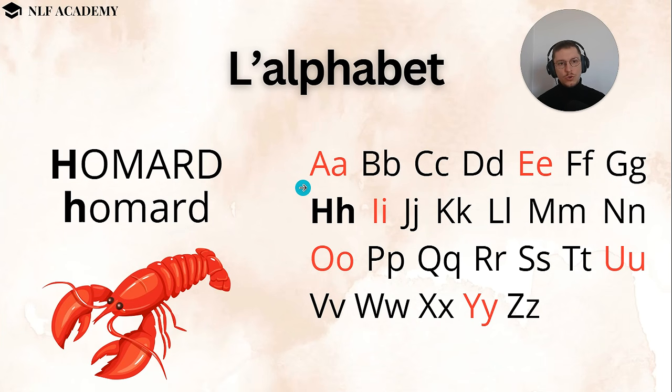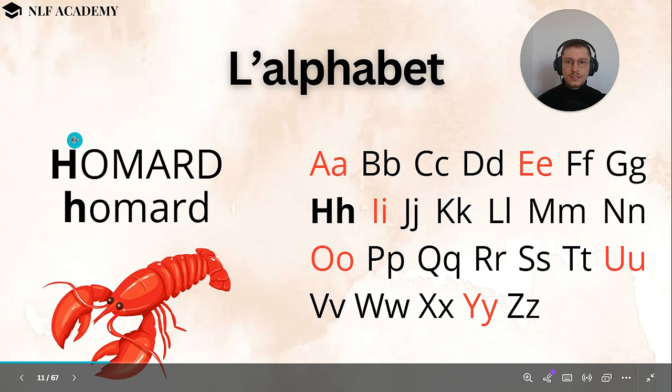H. The letter H in French is not pronounced. So you can write it sometimes, but you don't hear it. For example, this one, a lobster, is homard.